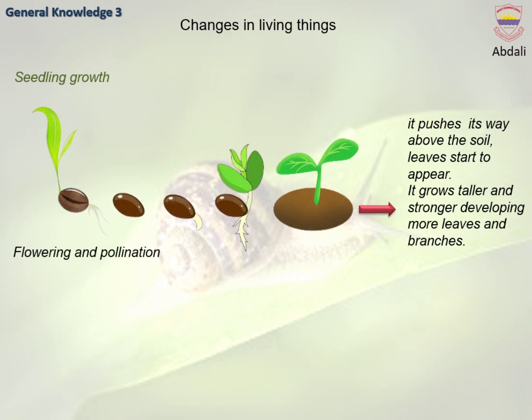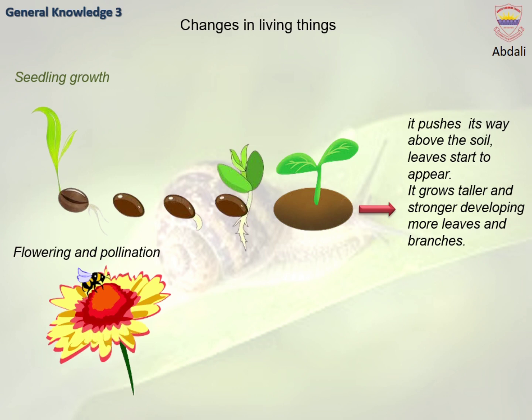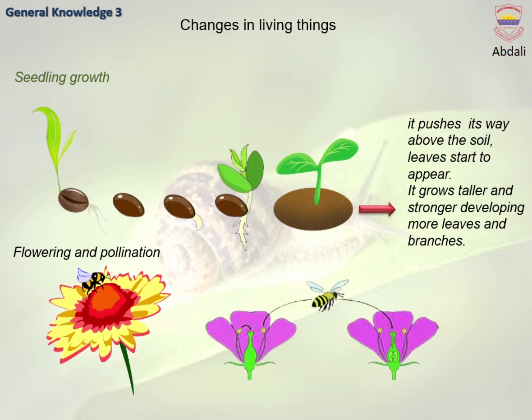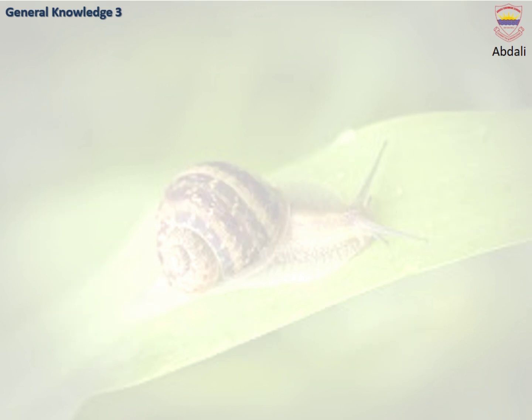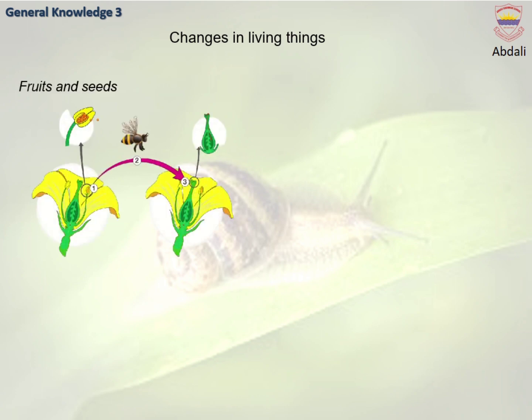Seedling growth. As the seedling grows, it pushes its way above the soil. Leaves start to appear, and the young plant begins to photosynthesize, turning sunlight into food. It grows taller and stronger, developing more leaves and branches.